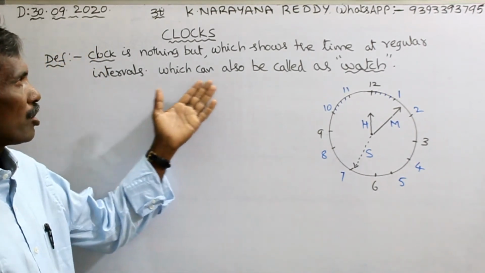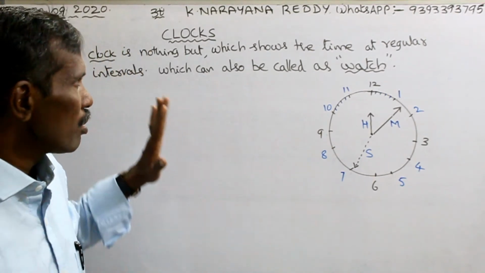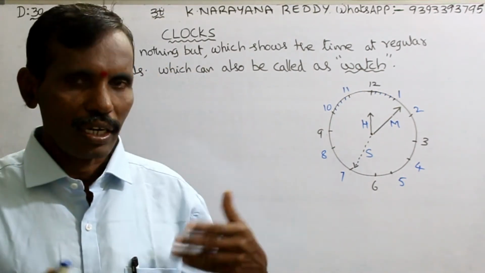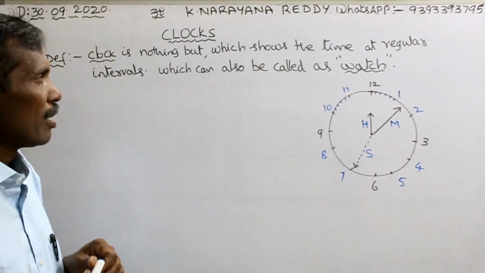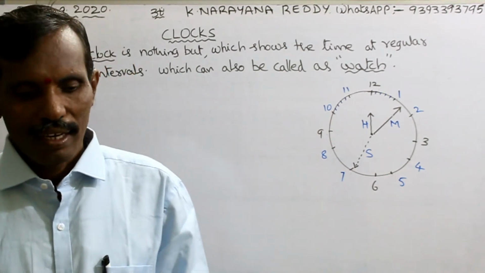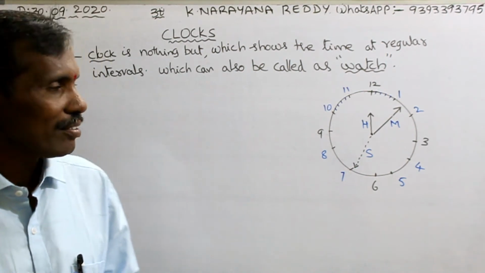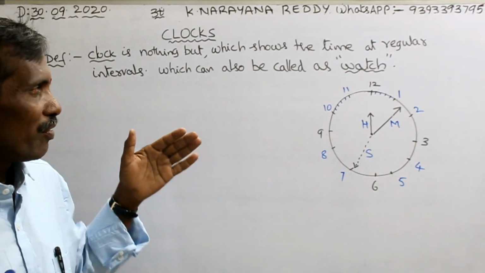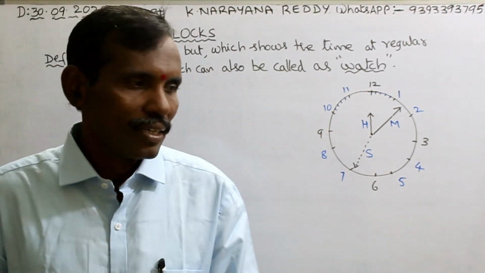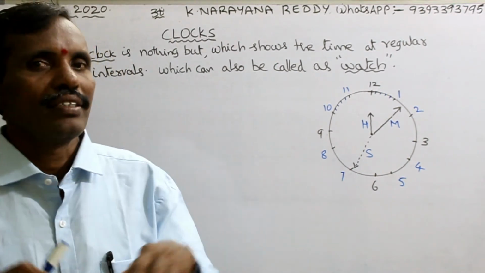It can also be called a watch or clock. A clock is nothing but something that shows the time at regular intervals. Now, how can we identify the time, and what parts are there in a watch or clock? How do we divide this clock into how many parts? What is each part called? These are things we should know in this class.